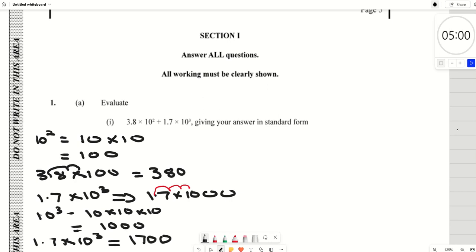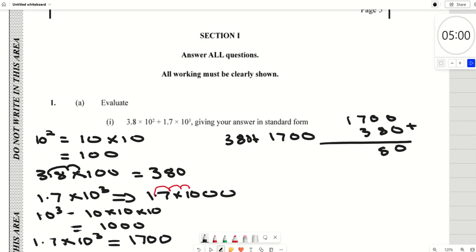So your question is basically 380 plus 1,700, right? And that's supposed to be 2,080. Let's just check, because I don't want to make any mistakes. 1,700 plus 380, that's 0, 8, 10, cross out the 0, put the 0 here, 1 and 1 is 2. So again, 2,080.